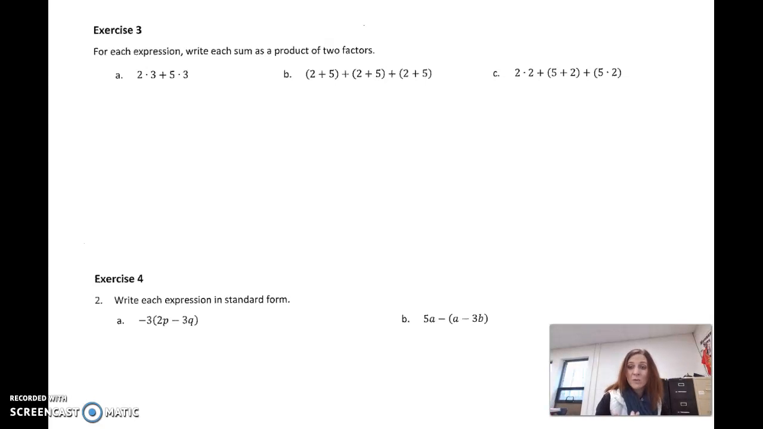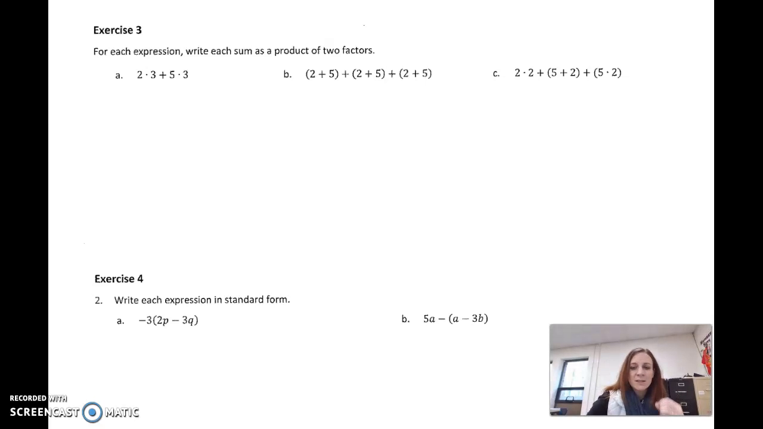All right, so we're still working on writing products as sums and sums as products, but I want you to think of it more as starting to see different relationships, different patterns in numbers, and seeing how we can write equivalent expressions. So it says for each expression, write each sum as a product of two factors. And I want you to leave a little room here, and I apologize I didn't, because we're going to do it up here, and then I want to change the problem a little bit and write something underneath. So kind of write small.